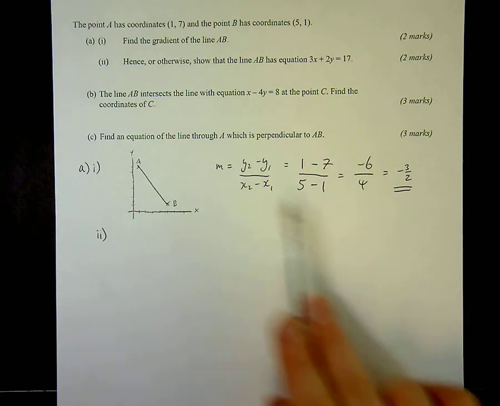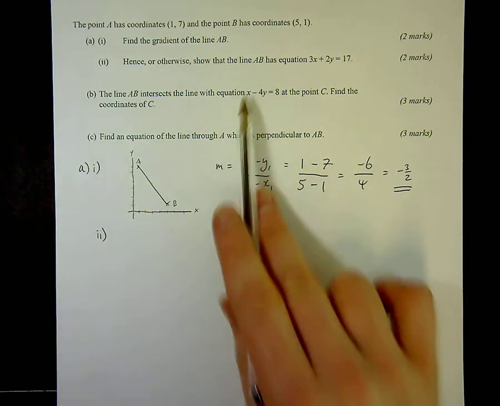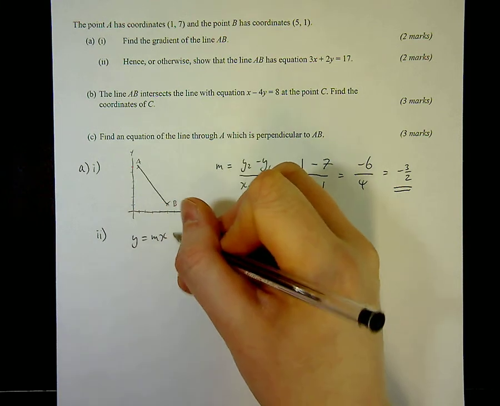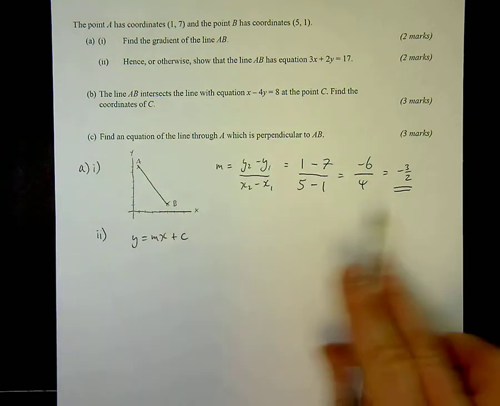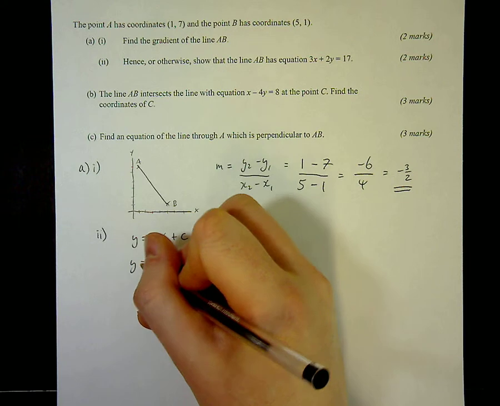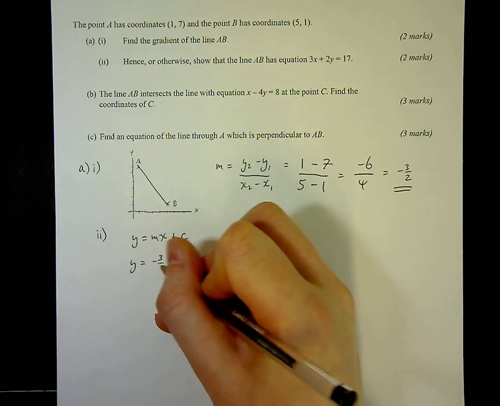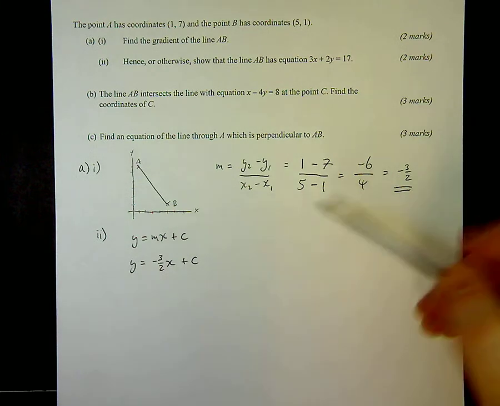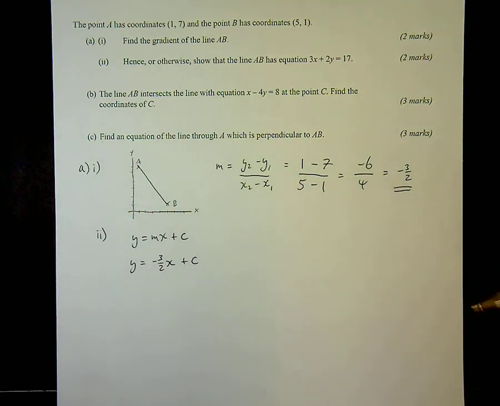Now, to find the equation of a line, I'm just going to use y equals mx plus c, because I've already found the gradient, so I can just substitute it straight in. M represents the gradient, so it's going to be negative 3 over 2 x plus c, which I don't know yet. I'm not given the y-intercept at any point in the question so far. I'm going to need to work it out.